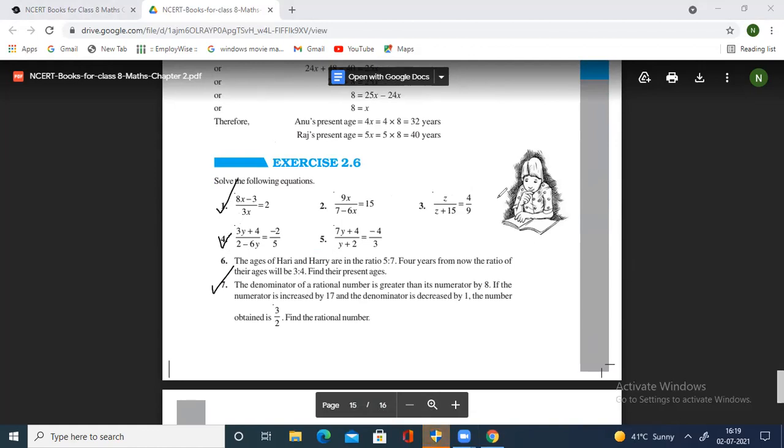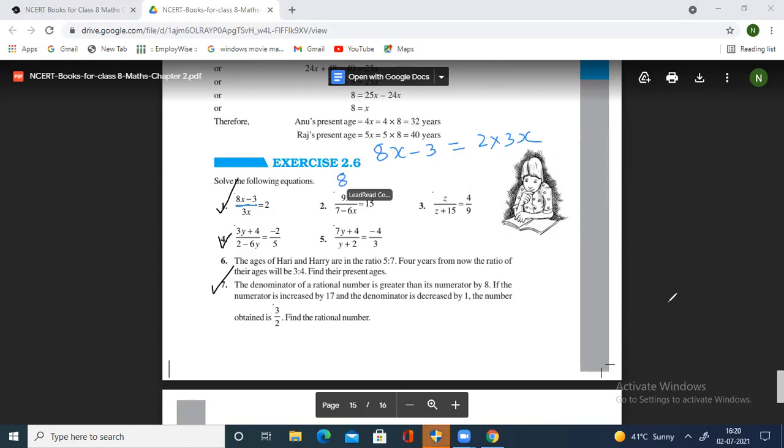Okay, Mahika. So look at the first question. 8x minus 3 over 3x. When this 3x goes to the other side, here it is in division. You can see this is in division. So when it goes to the other side, it will be in multiplication.